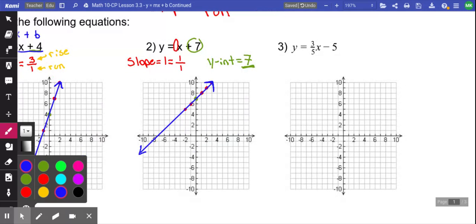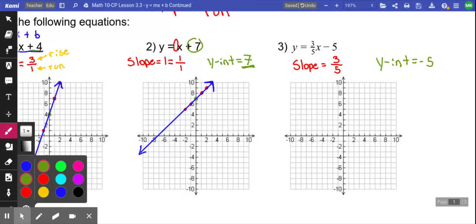The last one over here. First thing we do is we write out what our slope and our y-intercept are. Our slope is 3 over 5. That's going to be our map, right, to get to our multiple points. And my y-intercept is -5. And that's my starting point for my graph.